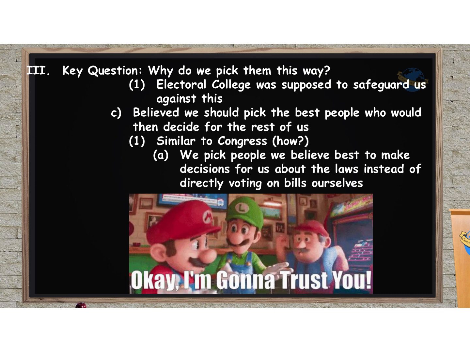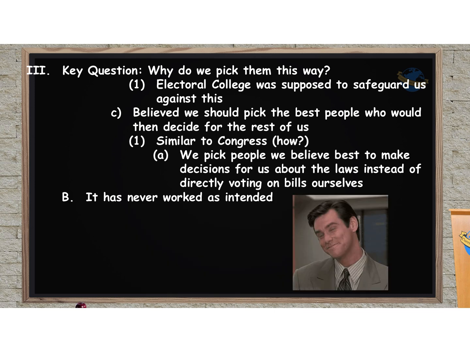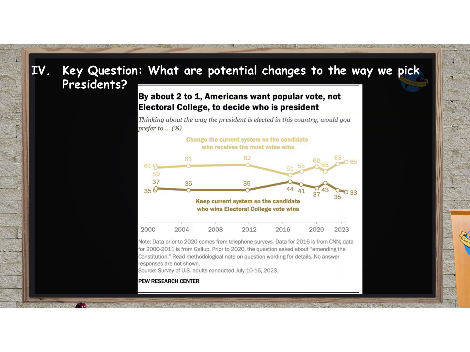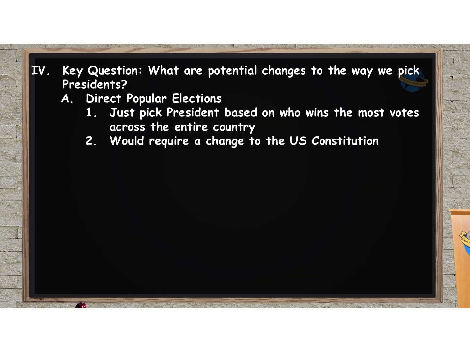Both are indirect elections. But the Electoral College has never once worked the way it was supposed to. In fact, two-thirds of all Americans, when asked how they think the president should be elected, think they should be elected based on the national popular vote. Only one-third of Americans want to keep the Electoral College, and frankly, I'm surprised that many Americans even know what the Electoral College is. So there are a couple different suggestions on how we could change this system.